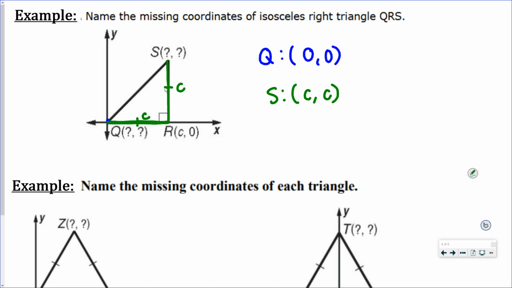The variables are just standing for the idea that this would work for any isosceles right triangle positioned anywhere, with whatever C is. If C is 10, S would be 10, 10. Okay, that's what that means. All right, let's try a couple more.